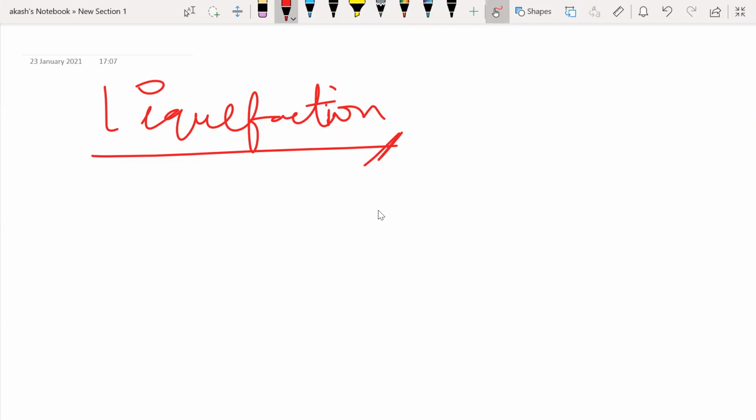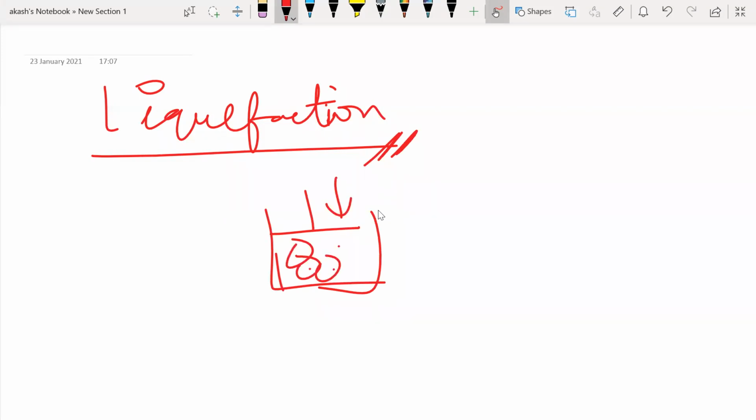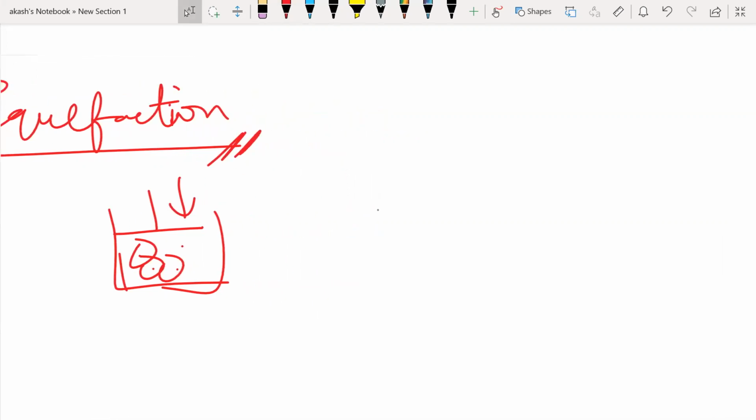Right. Okay. So it's very simple. I just have a gas, right? There is a piston and I'm going to apply pressure, and these gas molecules are going to come closer and closer, and they will eventually form a liquid, right? Now if I see it in the form of a graph, that will give me a lot of interesting facts about liquefaction.